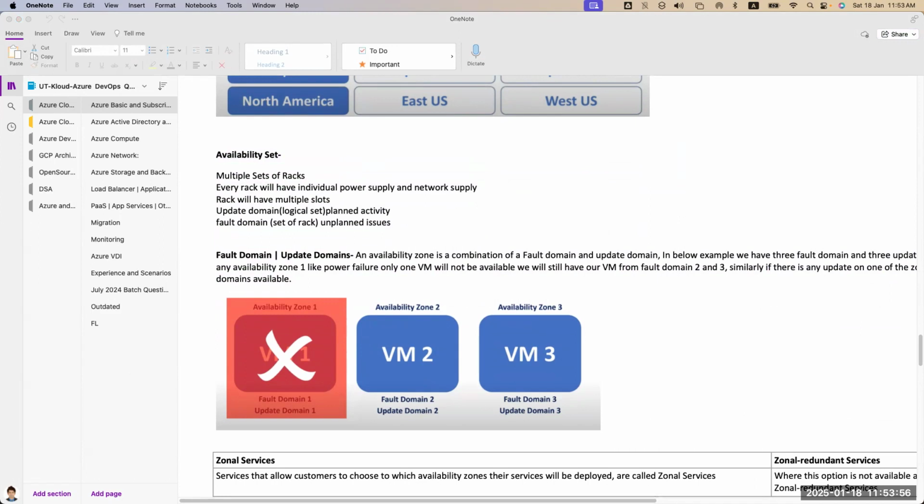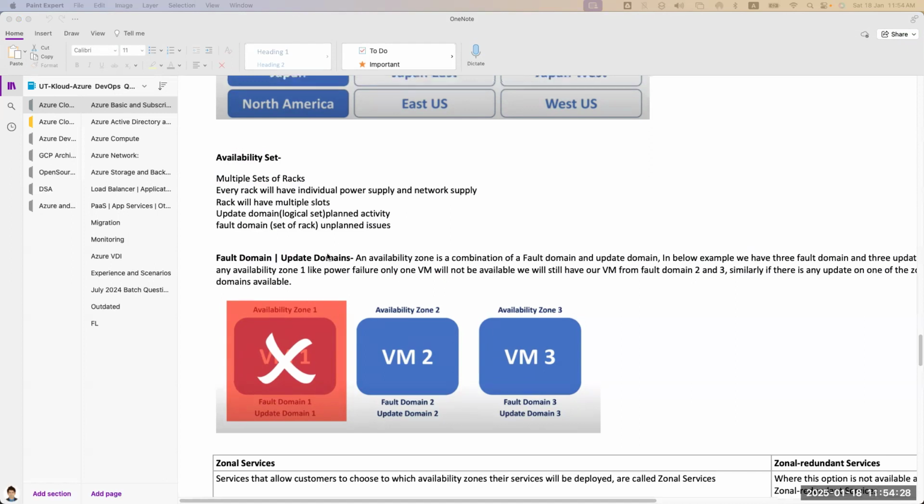By definition, what is availability set? Availability set, guys, is multiple sets of racks. Every rack will have an individual power supply and network supply. A rack will have multiple slots. They will have update domain. They do ask about update domain and fault domain. And racks will have fault domain also. Update domains are for planned activity. Fault domains are for unplanned activity.